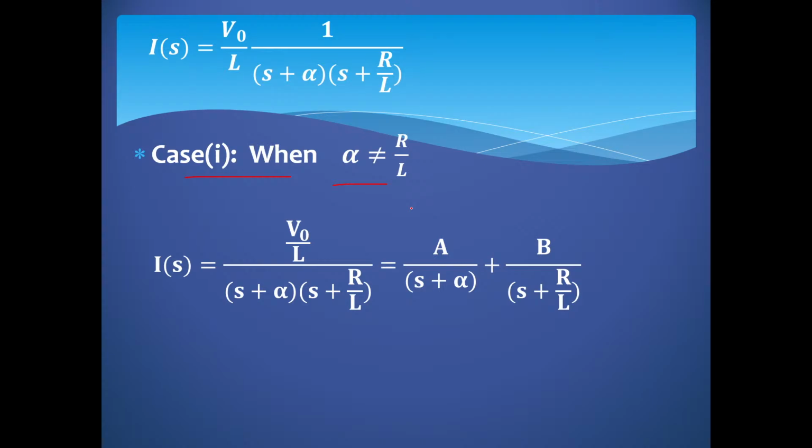Okay, first case: when alpha is not equal to R by L. And the second case I will consider is alpha equal to R by L. So first, I am considering alpha not equal to R by L. That's it. I have simply mentioned it and written this equation as it is here. In the denominator I have two terms, s plus alpha and s plus R by L. So go for partial fractions.